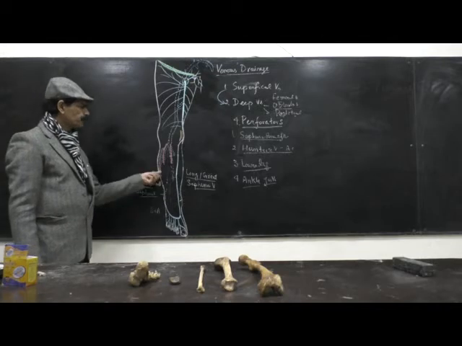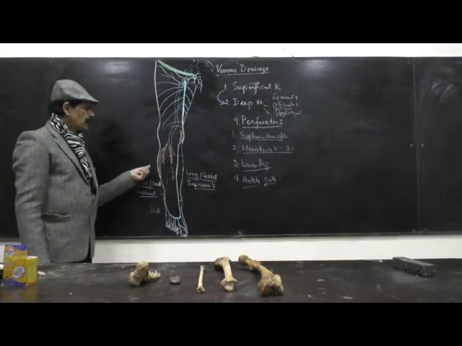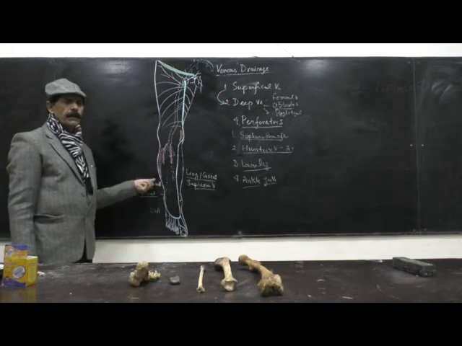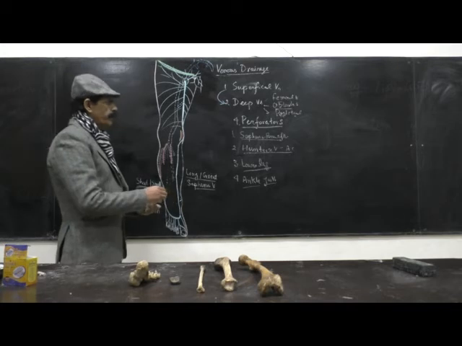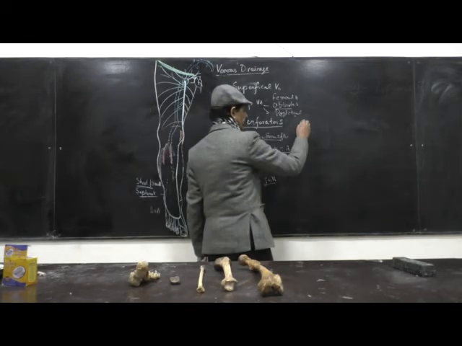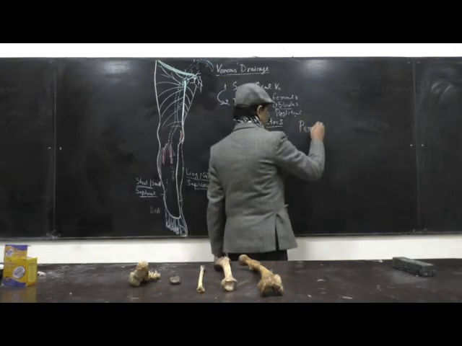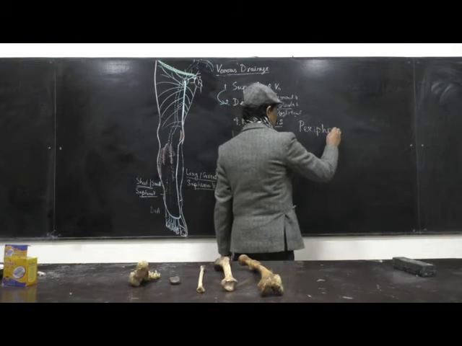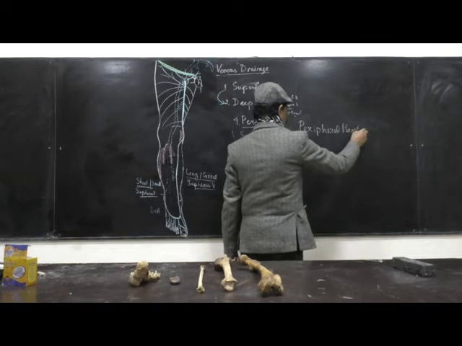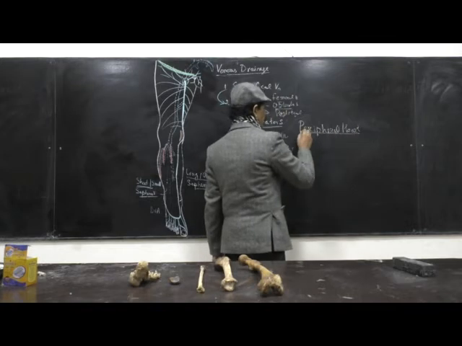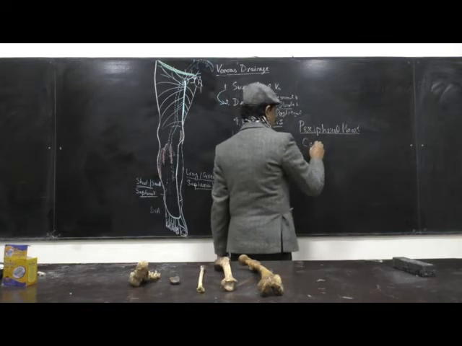Now the calf muscles of the leg, they are called the peripheral heart. So peripheral heart is formed by the calf muscles.